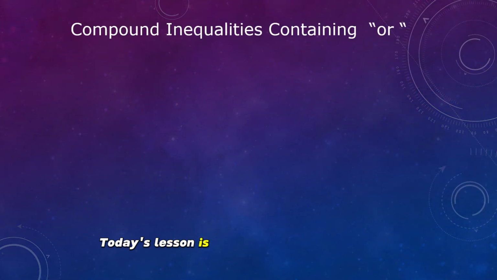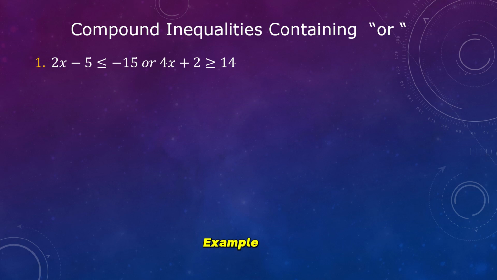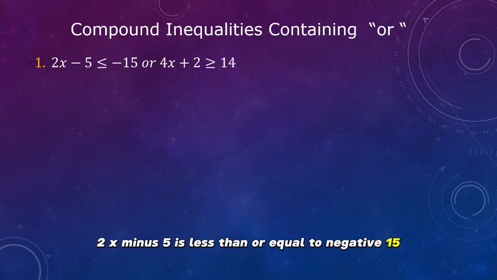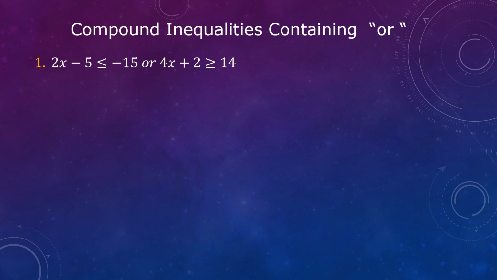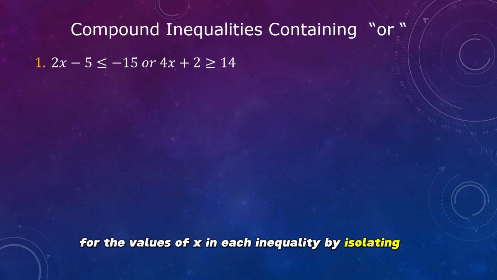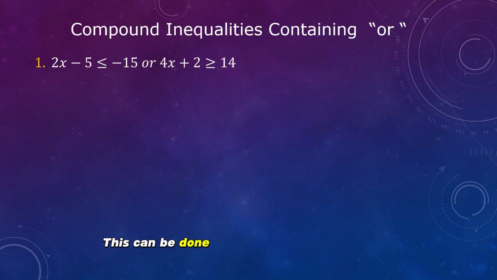Today's lesson is about compound inequalities containing OR. Example number 1. 2x minus 5 is less than or equal to negative 15, or 4x plus 2 is greater than or equal to 14. We are going to solve for the values of x in each inequality by isolating x. This can be done by using inverse operations.